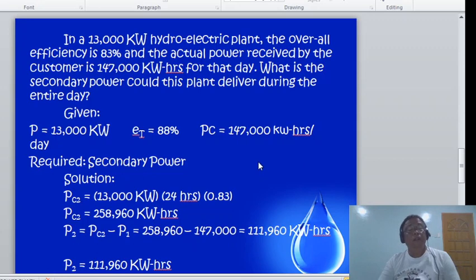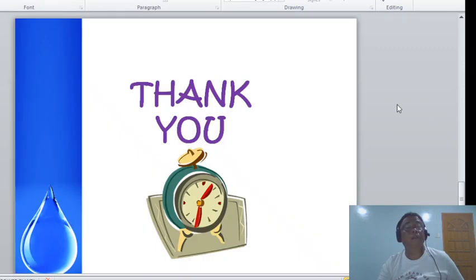So we have now here 13,000 times 24 hours of operation, multiplied by the efficiency. So that is 258,960 kilowatt hours. Okay, so we have now here the actual power received by the customer, 147,000. Subtracting the two, we have here 111,960 kilowatt hours. So therefore the secondary power is 111,960 kilowatt hours.